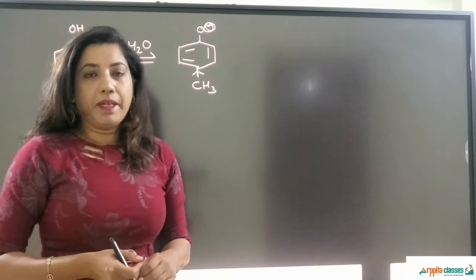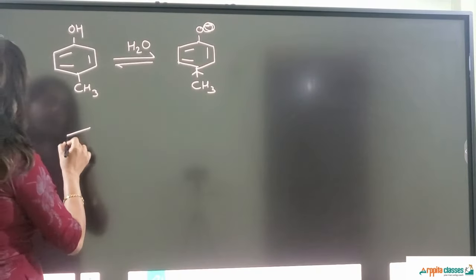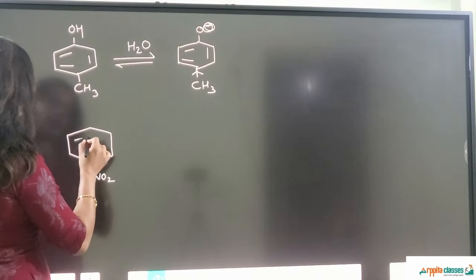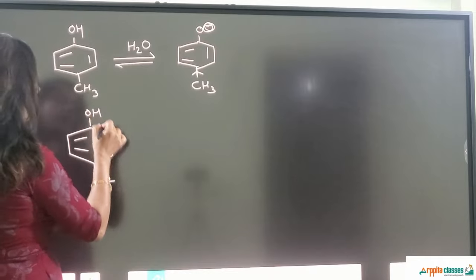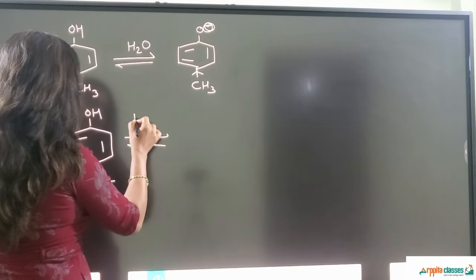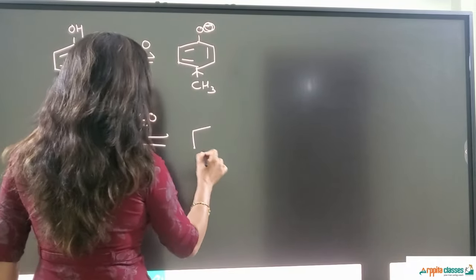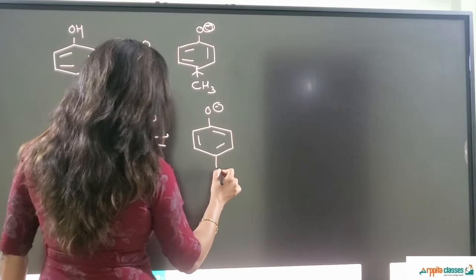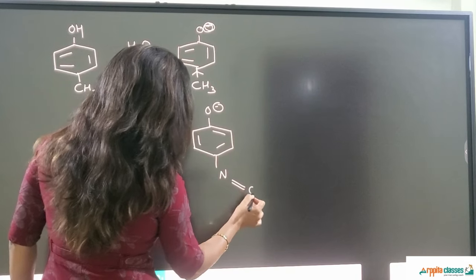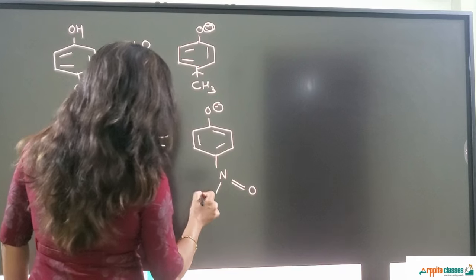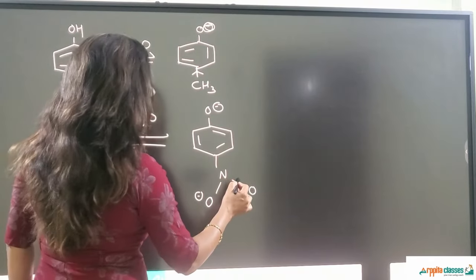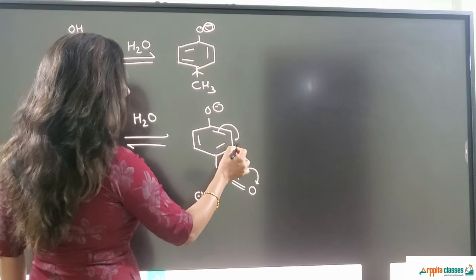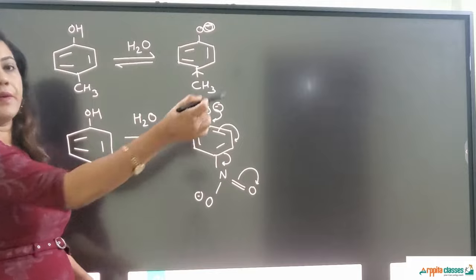Okay, so now let me take the example of an electron withdrawing group attached to this. When this is dissolved in water, we get this ion, O minus, and the NO2 is here. I am writing it like this. Now you can see this bond will come here, and hence this will come here. So if this comes here, this will come here, and finally this will come here.